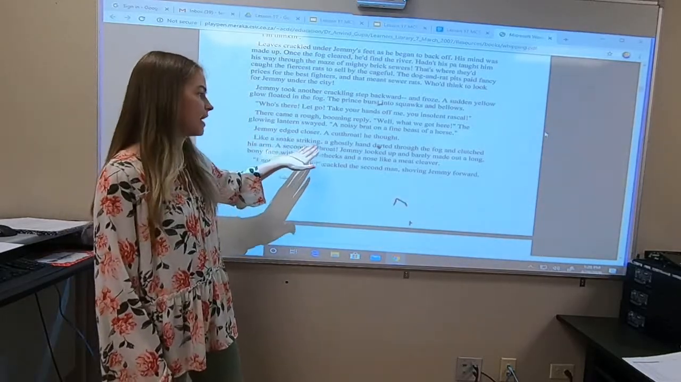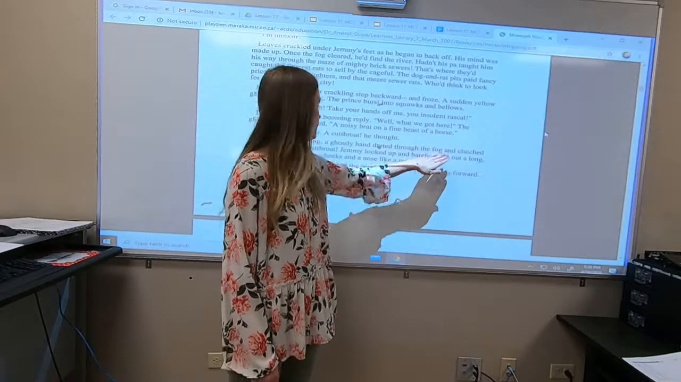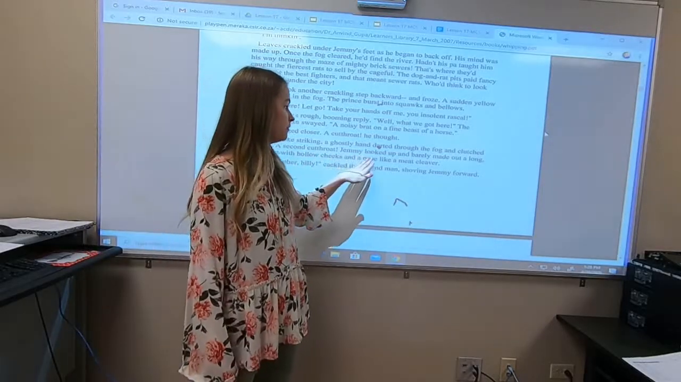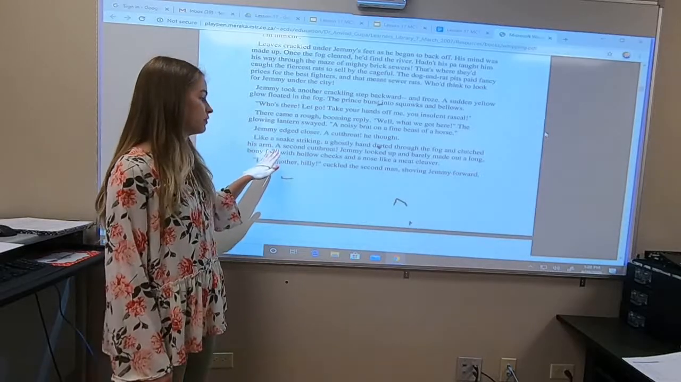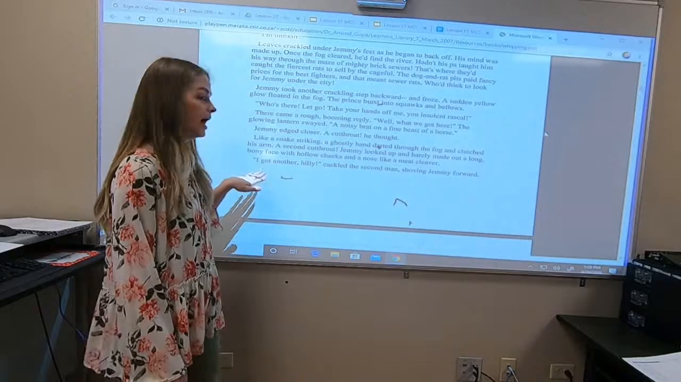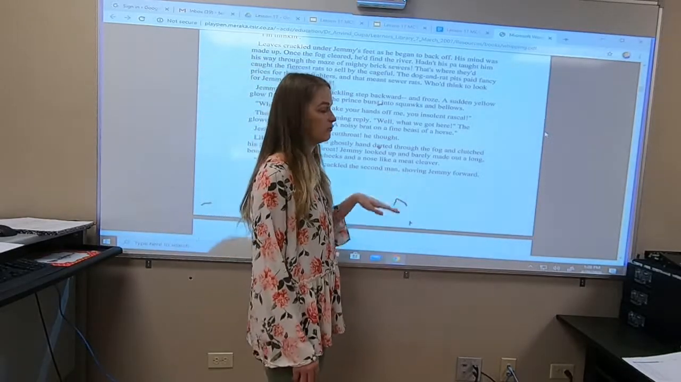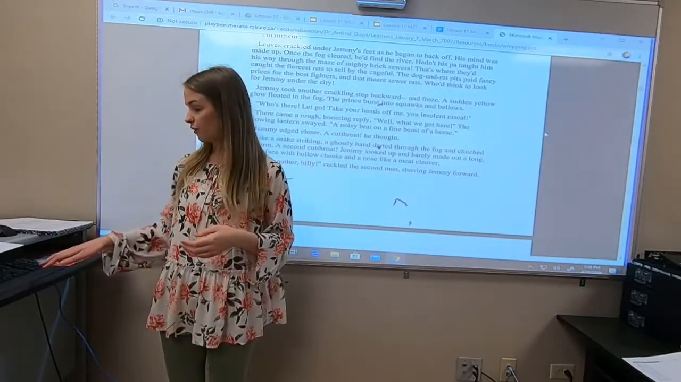Like a snake striking, a ghostly hand darted through the fog and clutched his arm. A second cutthroat. Jimmy looked up and barely made out a long, bony face with hollow cheeks and a nose like a meat cleaver. "I got another, Hilly," cackled the second man, shoving Jimmy forward. And that is the end of chapter 4.